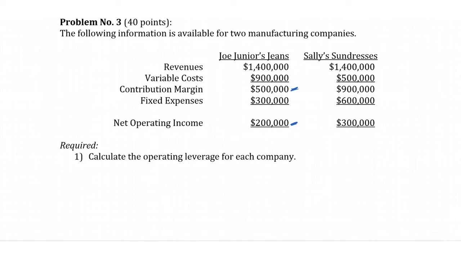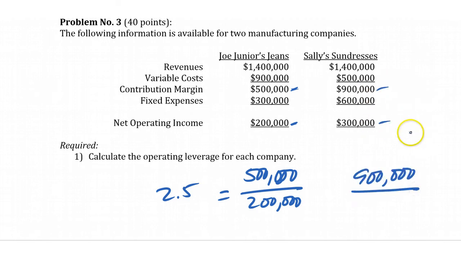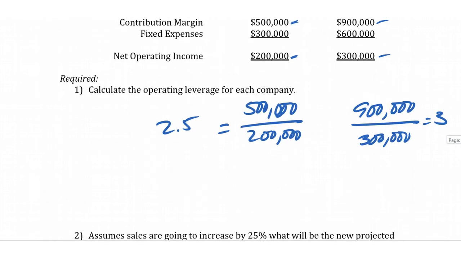So for Joe's, it's $500,000 divided by 200,000, which gives us operating leverage of 2.5. And for Sally's, it's 900,000 divided by 300,000, which gives us a degree of operating leverage of 3. So 2.5 for Joe, 3 for Sally.